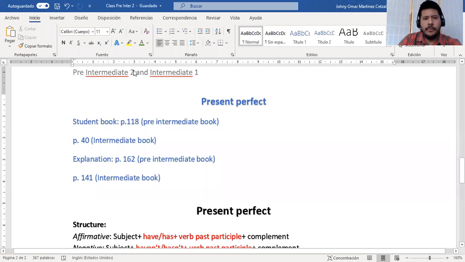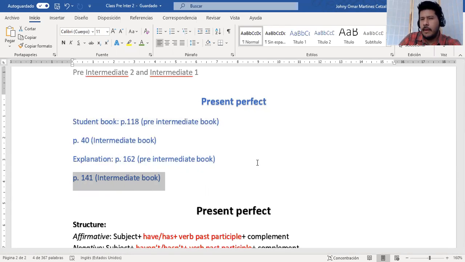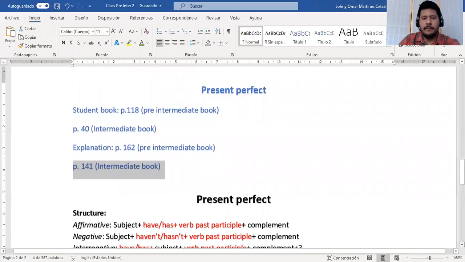Okay, so as I told you, for pre-intermediate 2 and intermediate 1, the explanation for this first video is present perfect. And these are the pages depending on the book that you are using. This is the green book, so pre-intermediate level. And this is the orange book, which is an intermediate book, okay? I'm using the explanation of pre-intermediate 2, okay? So maybe pre-intermediate and intermediate 1 may be a little different, but I'm focusing on the first explanation that you ever get. So let's start checking.